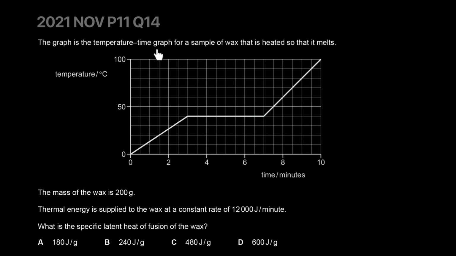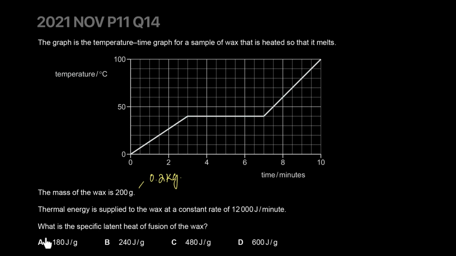The graph shows the temperature-time graph for a sample of wax that is heated so that it melts. So it's solid over here. Now it's changing its state, and now it's liquid, right? The mass of the wax is 200 grams. So let's change that to kilograms: 0.2 kilograms. The thermal energy is supplied to the wax at a constant rate of 12,000 joules per minute. They just can't give us the value straight; they have to give it in a twist. Okay, we're better than that.